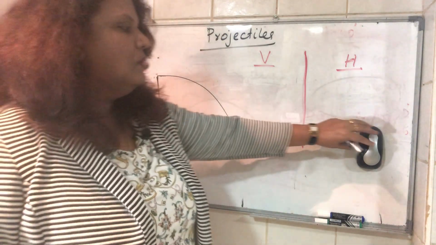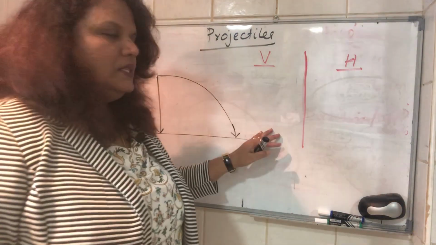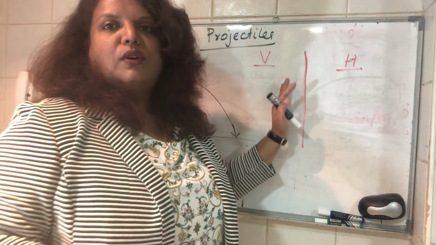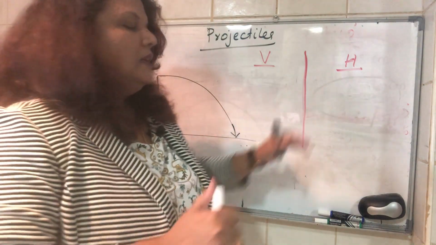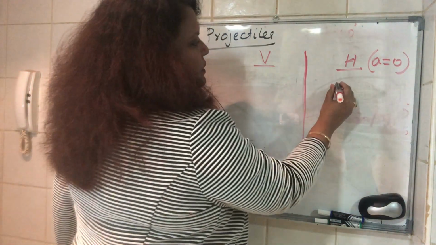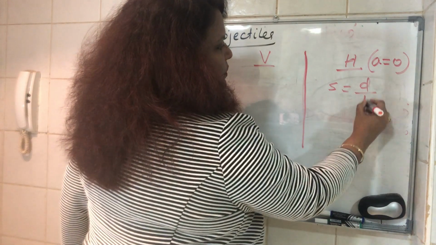Alright, so write down all those quantities that you know of the vertical movement. Horizontally, what are the factors that you know about? You write it, because we are not going to combine these two. Here, acceleration is 0, hence we'll use the formula speed is equal to distance over time.